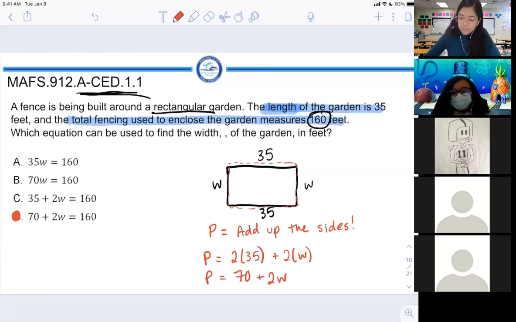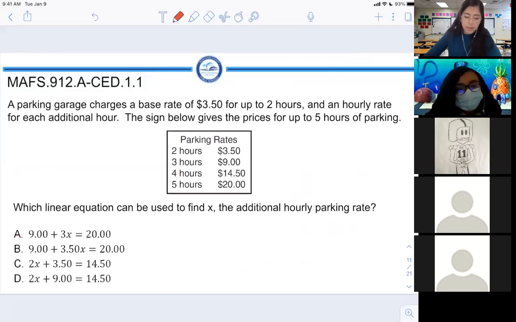Okay, cool. Next up, here's another CED 1.1. A parking garage charges a base rate of $3.50 for up to 2 hours and an hourly rate for each additional hour. The sign below gives the prices for up to 5 hours of parking. Which linear equation can be used to find X, the additional hourly parking rate? Okay.